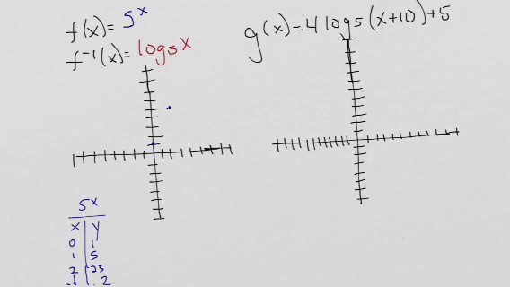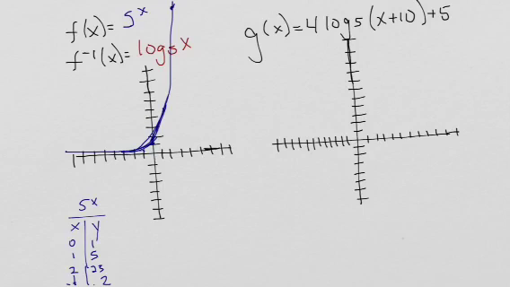And then (2, 25) is going to be something like way up here. And then (-1, 0.2) is going to be somewhere down here. So I'm going to get a graph something like this. Apologize for the imprecise tool of the stylus.